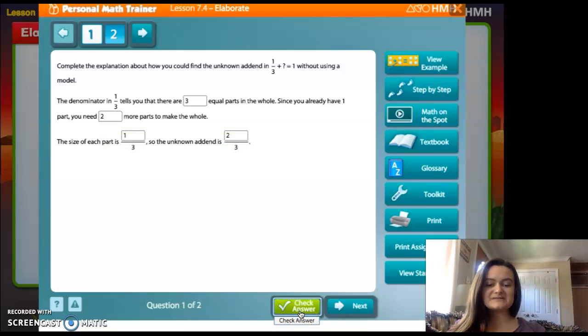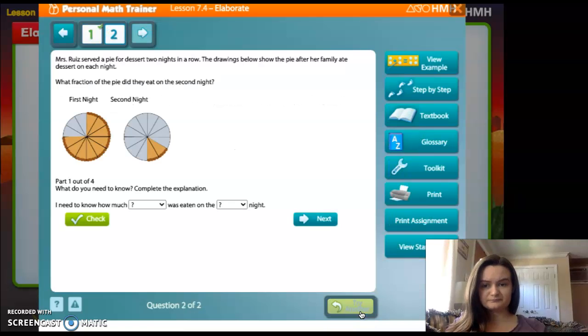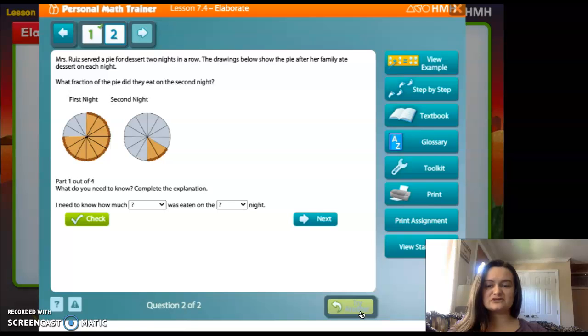Now the next one might seem tricky to you, but I'm going to help you through it, all right? Mrs. Ruiz served a pie for dessert 2 nights in a row. The drawings below show the pie after her family ate dessert on each night. What fraction of the pie did they eat on the second night? First night, second night. All right, part 1 out of 4.